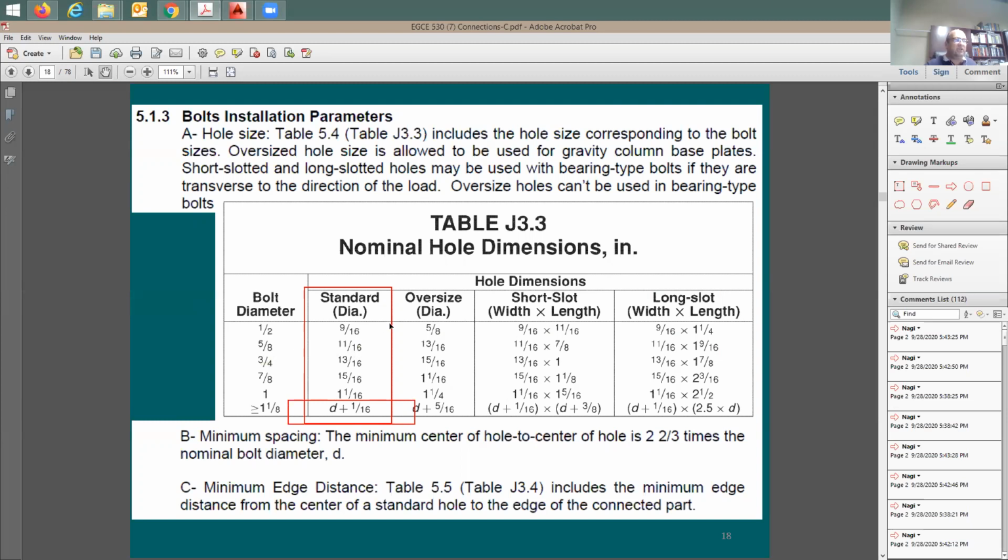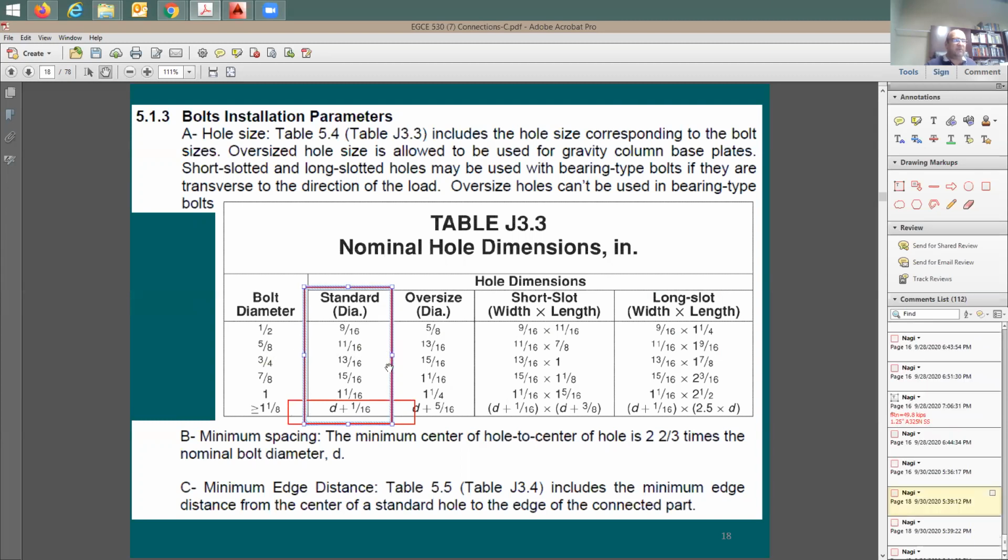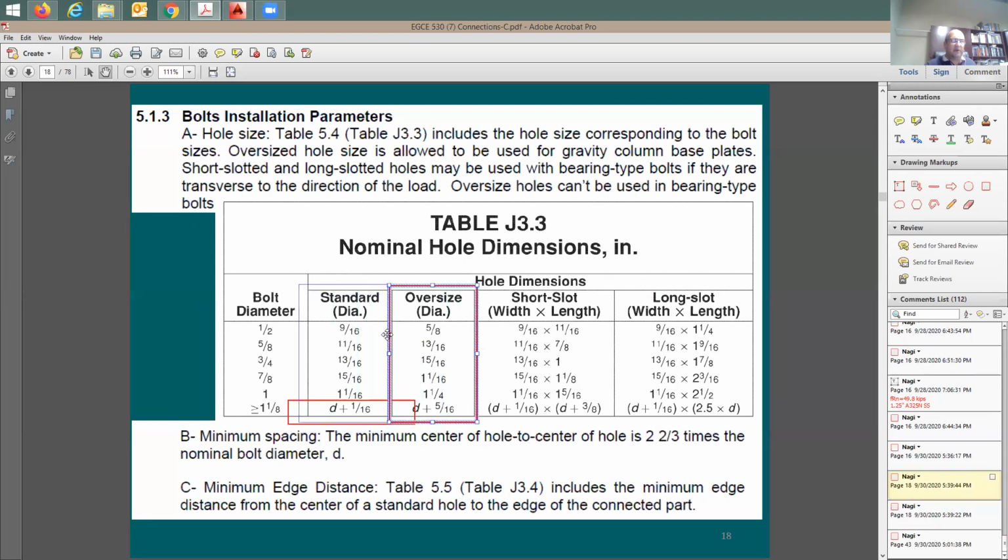There's another hole size here that we call oversize. This oversize, you can use in a base plate. If you have a base plate of a column on some foundation, you can use this, if it's going to be only for gravity. But if you have a beam connection, another beam or a girder, the standard is going to be used. We also have slotted connections or slotted holes that we're going to be talking about later on, but we don't really need it at this point. So bottom line, rule of thumb, is the diameter of the bolt plus 1/16.